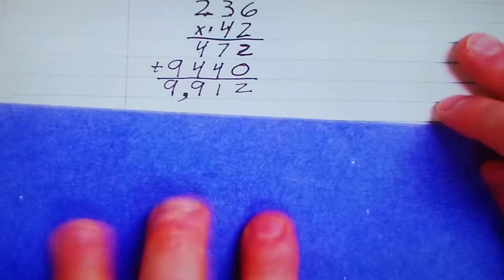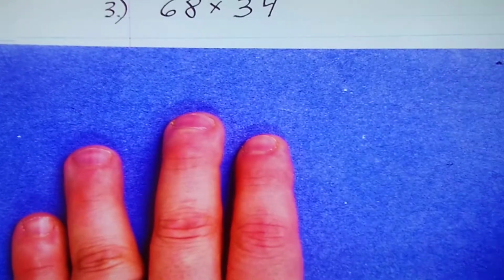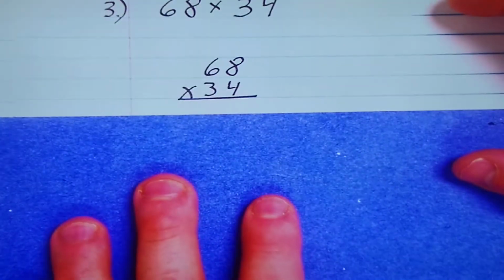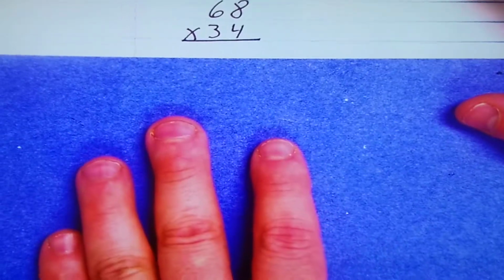Let's try that again. This time, 64 times 34. When you line it up, this is what it should look like. On your sheet of paper, solve that problem. Do not forget to bring down the 0. Pause the video. All right, let's see how wonderful you did.